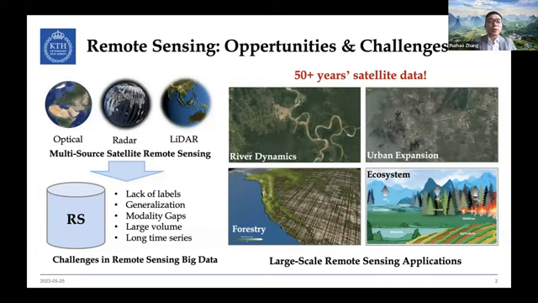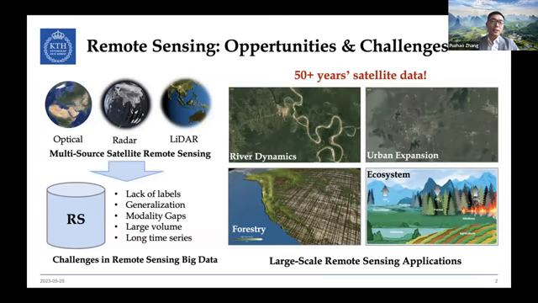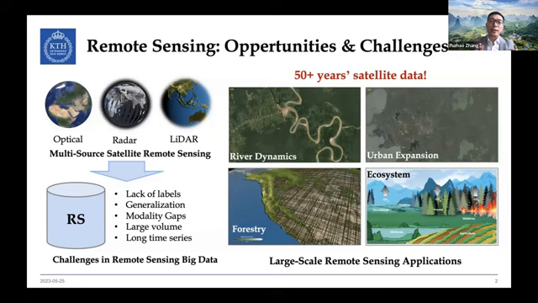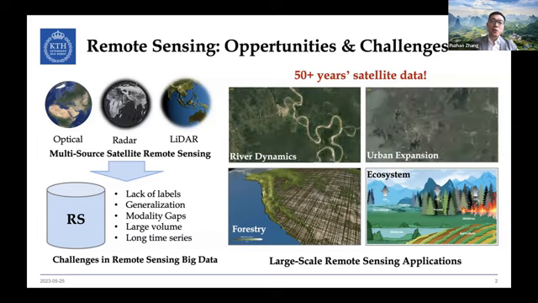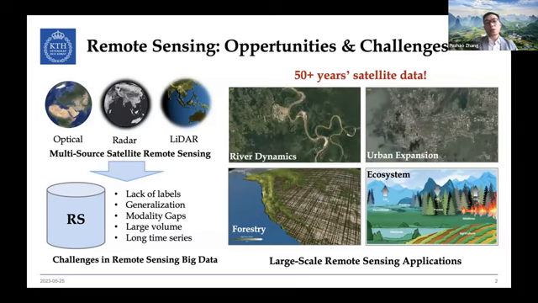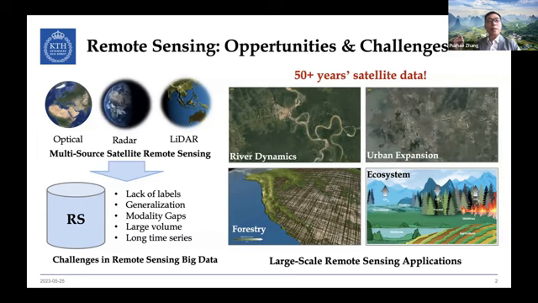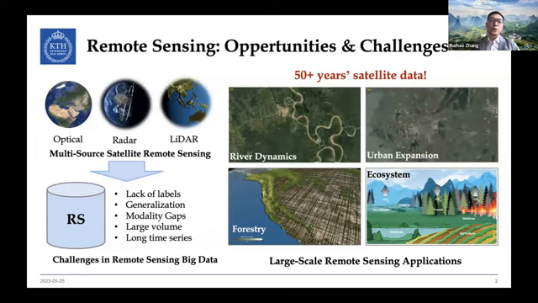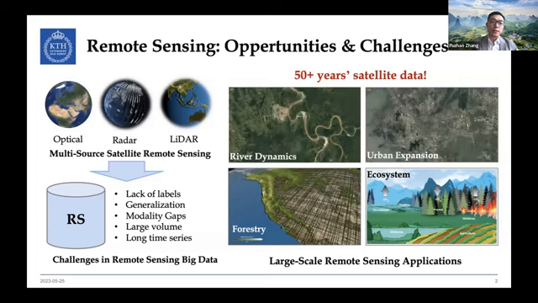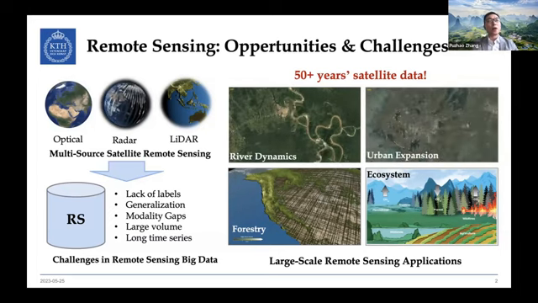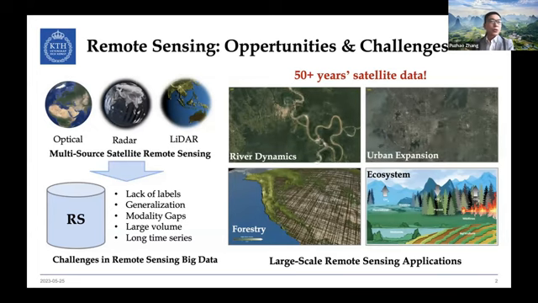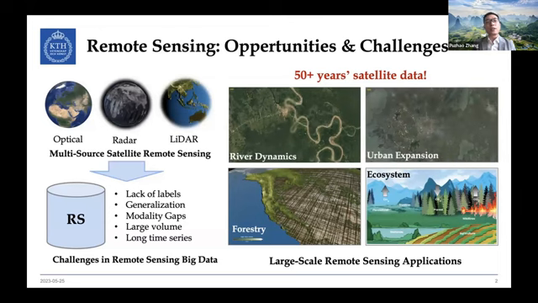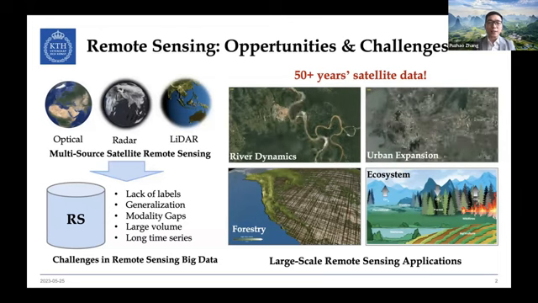But with this huge amount of satellite data, we are also facing some challenges, like we lack labeled data and also the poor generalization performance across regions. There are also modality gaps between multi-source data, and the question of how to learn efficiently from large volumes of remote sensing data, and also how to model very long time series and detect the changes among this huge amount of data, and also the time series and the inter-year changes. So a lot of changes exist.